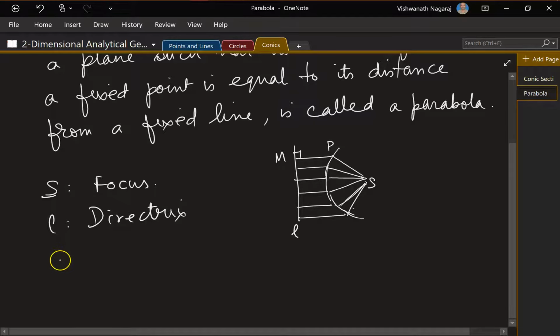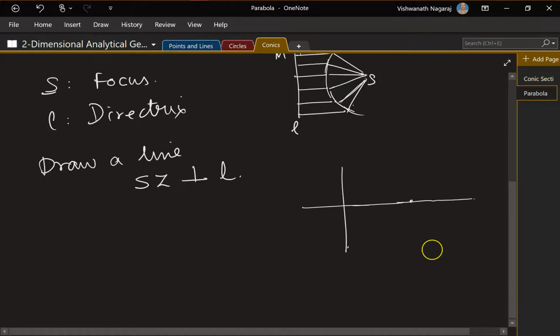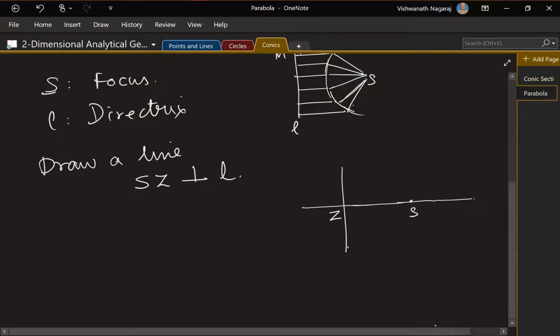Now let's draw a line SZ which is perpendicular to L. Let's have the directrix, then let's draw a line which is perpendicular to it, this is S, this is Z. Now that we have this, let's find the midpoint of S and Z and treat it as the origin. So our coordinate system would be, this is X and this is Y.